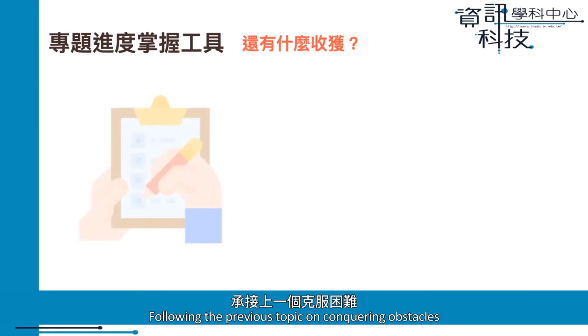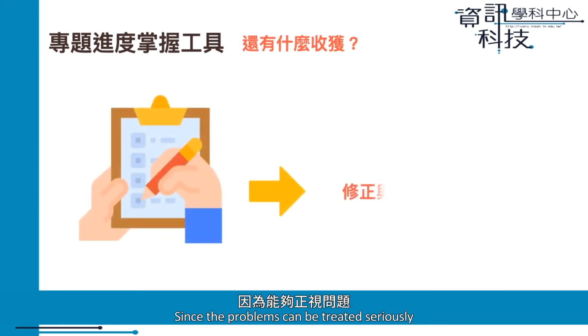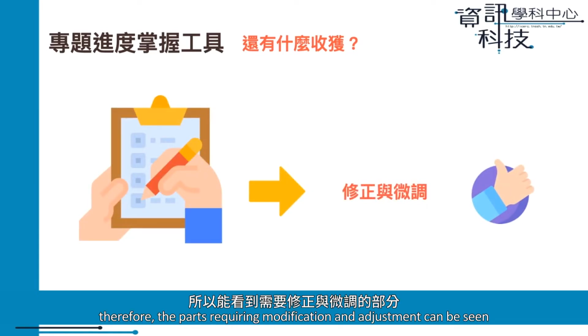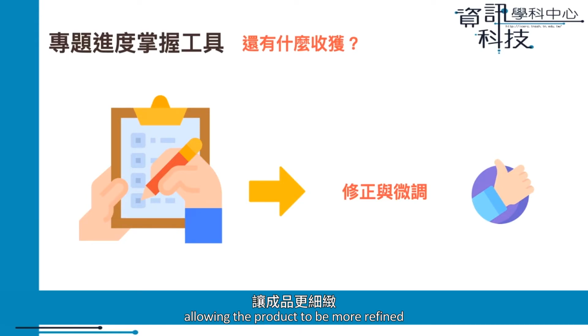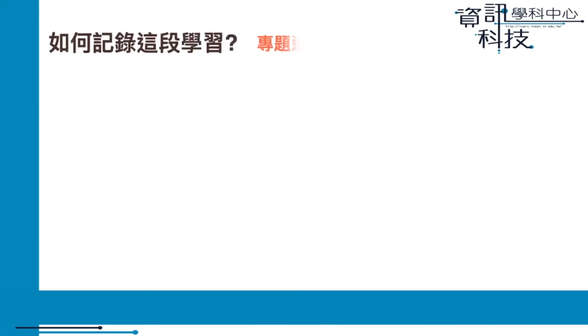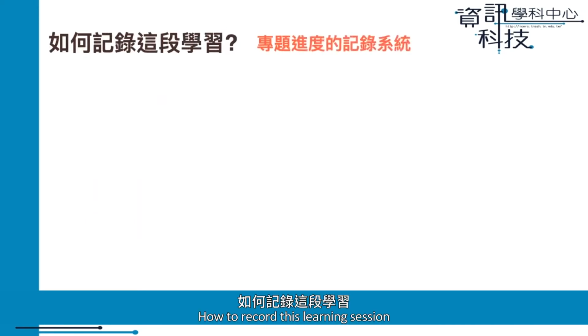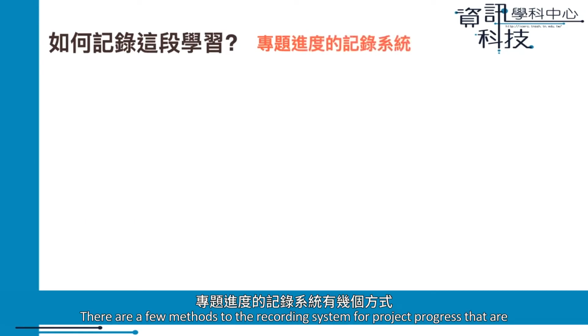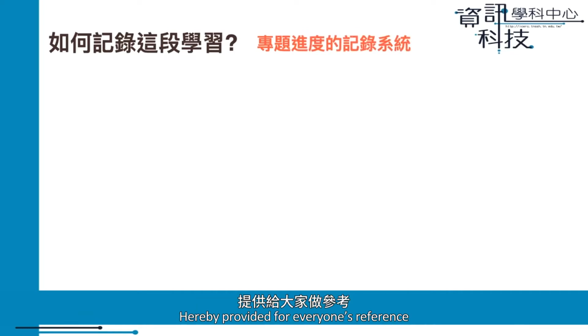Following the previous topic on conquering obstacles, since the problems can be treated seriously, therefore the parts requiring modification and adjustments can be seen, allowing the product to be more refined, thereby reducing the error rate. How to record this learning session. There are a few methods to the recording system for project progress that are hereby provided for everyone's reference.